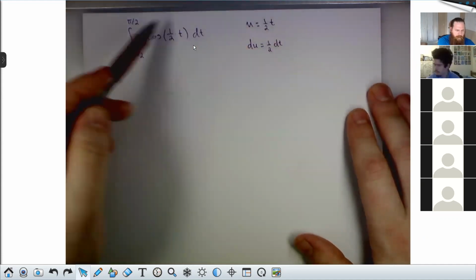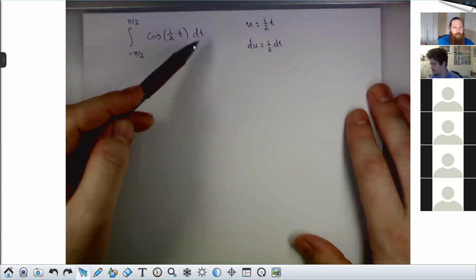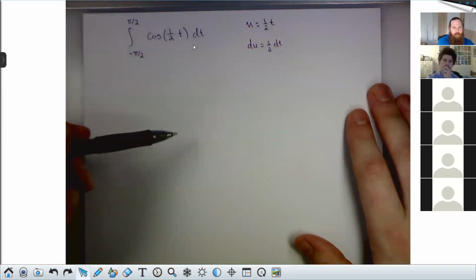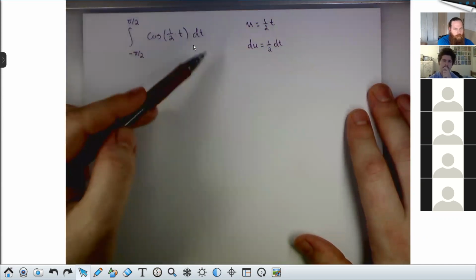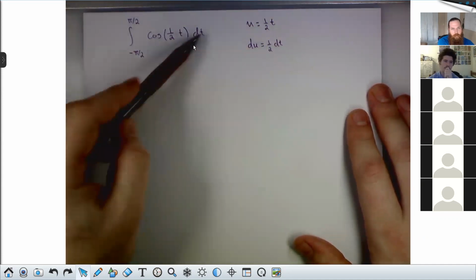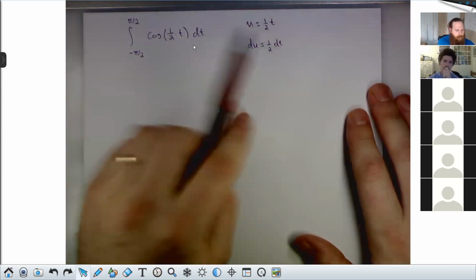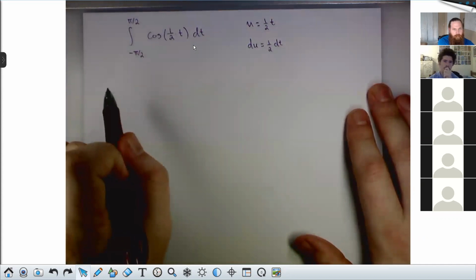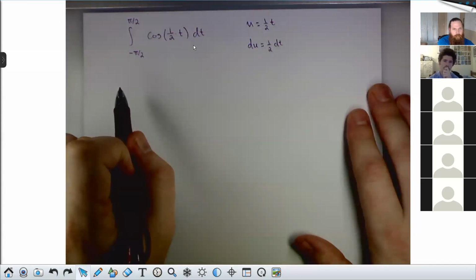Okay, now there's a little challenge here. I don't have a 1/2 that I can group with this dt, right? There isn't a 1/2 floating around inside my integral. I've got the 1/2 inside the cosine, but that's what I'm substituting for, that 1/2 t inside there. So how do I handle this guy? Multiply cosine by 2 and then also multiply it by 1/2, and then there's your 1/2.